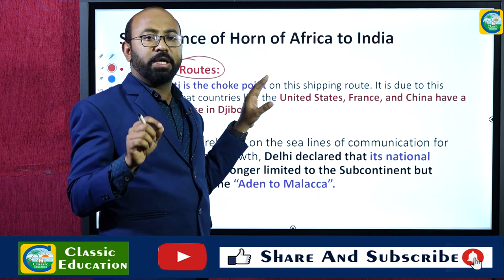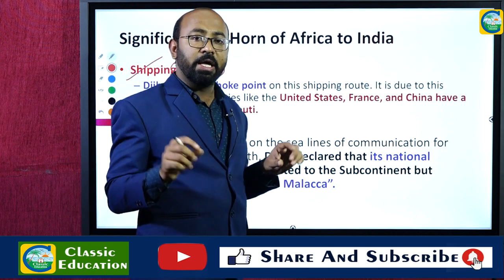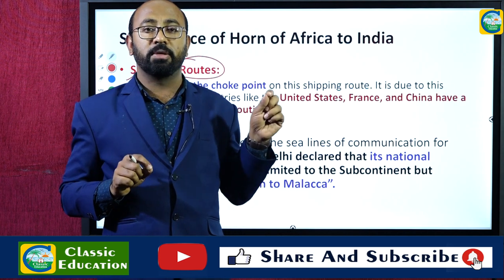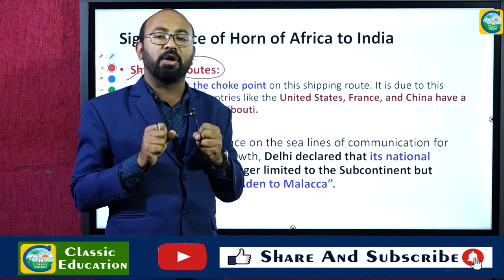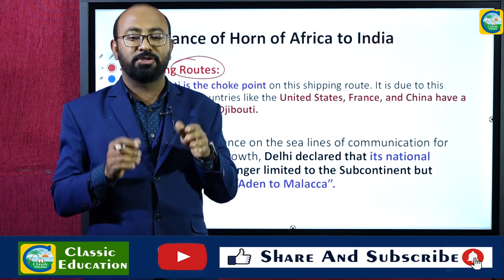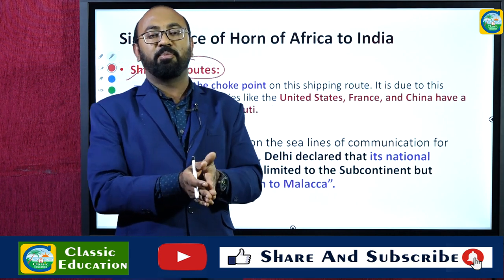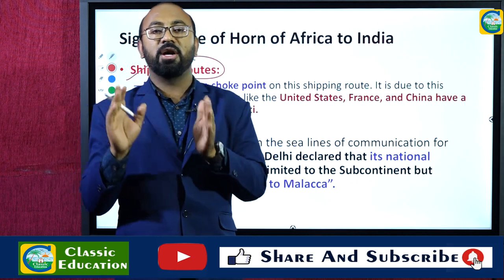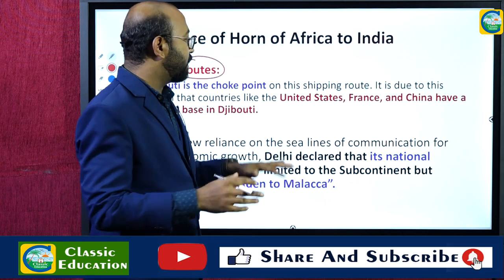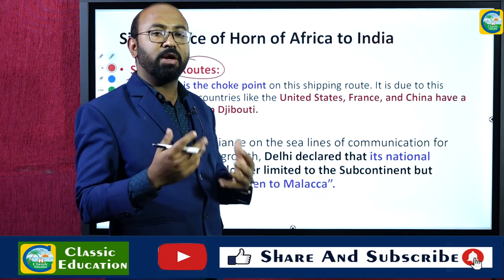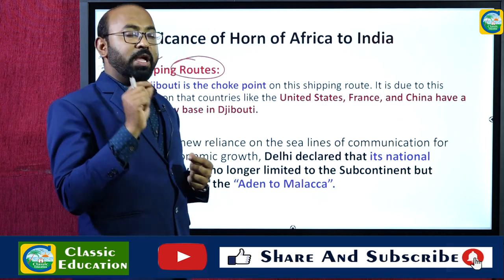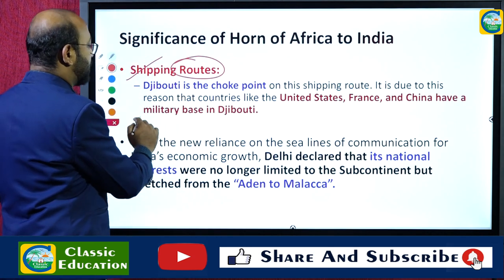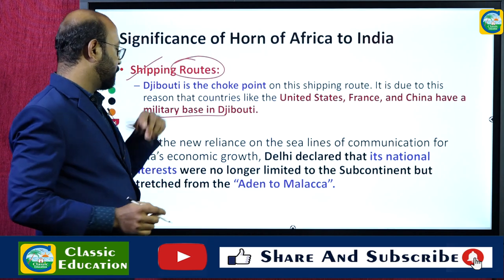See, for example, the United States of America, France and China have already established their military bases in Djibouti because they want to gain the confidence of Djibouti. If Djibouti decides to choke the point, that is Bab al-Mandab, I said 40% of the oil trade can be stopped. Because of that, the US, France and China want to gain the confidence. They want to enjoy the trust of Djibouti for all time. That is why they are establishing military bases in the region.